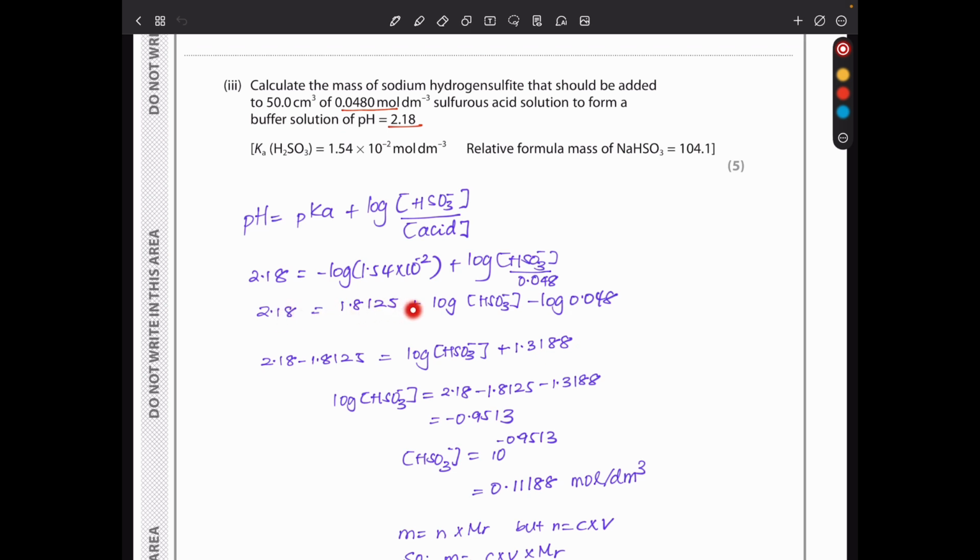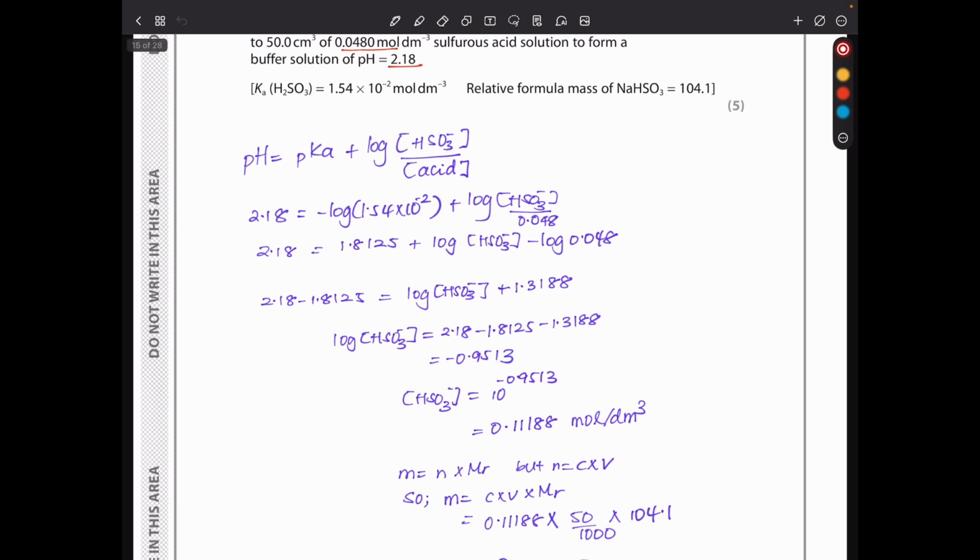And then we make this the subject. So this is what I got. Now to convert this part to this part, in logarithms, if something is divided, it's the same as saying the log of the numerator minus the log of the denominator. And all these are log to base 10. So 2.18 minus that equals that plus 1.3188. In collecting the known parts together, I got the log of the concentration of this equal to negative 0.9513.